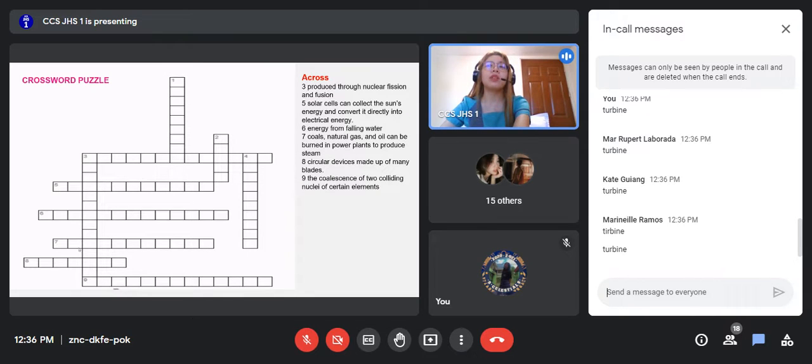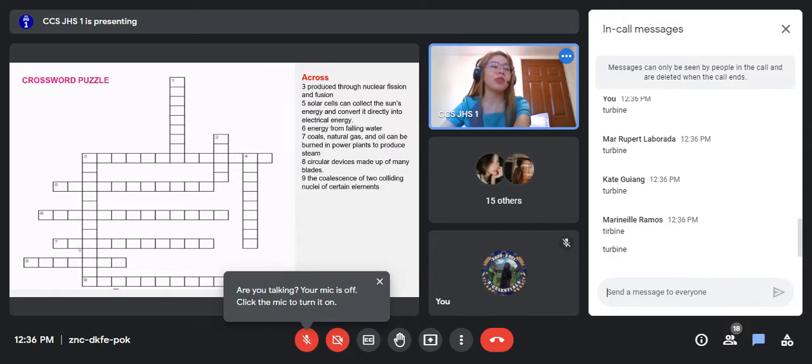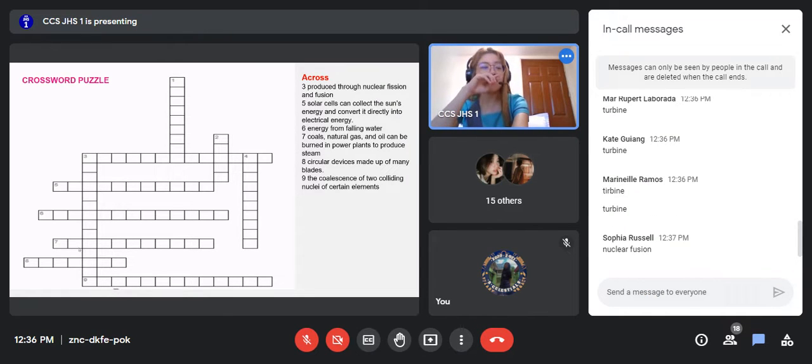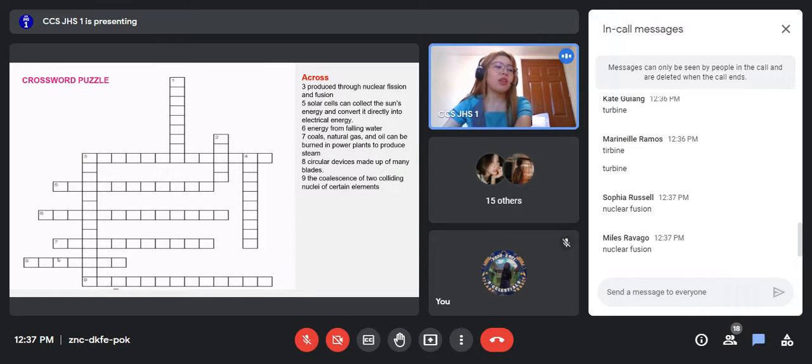Okay, next, coalescence of two colliding nuclei of certain elements. Two nuclei combined together. What do you call that? Diba, if you split the nucleus, that is nuclear fission. What if you are going to combine? Okay, very good, Sophia. That's correct. Nuclear fusion for 9 across. Okay, we're done with across.